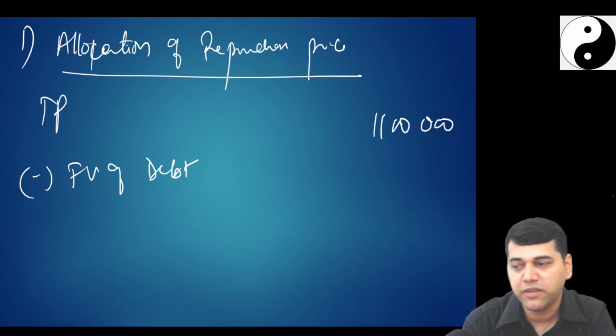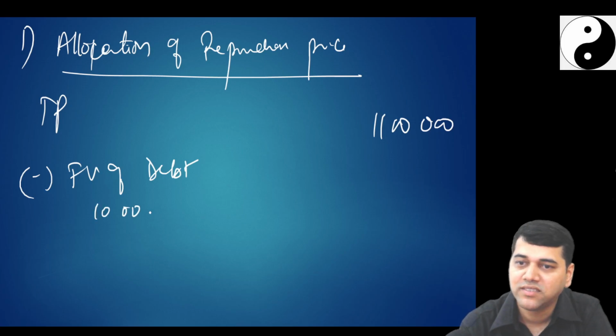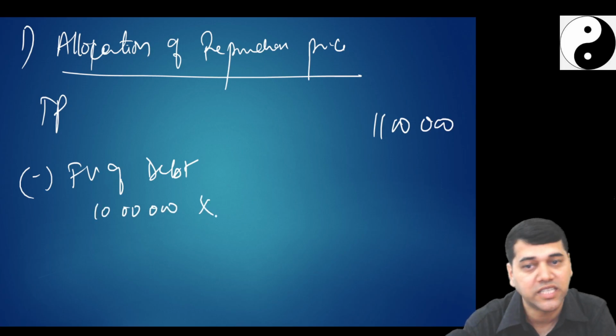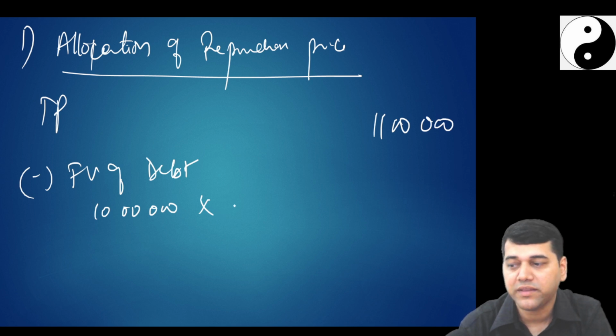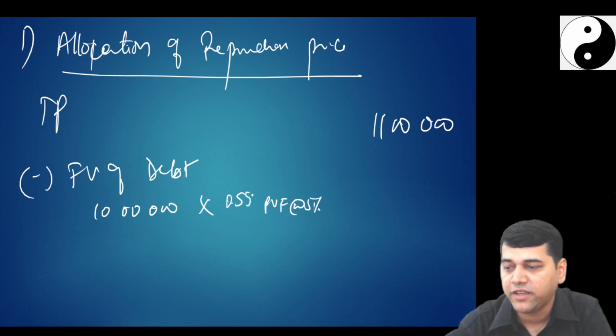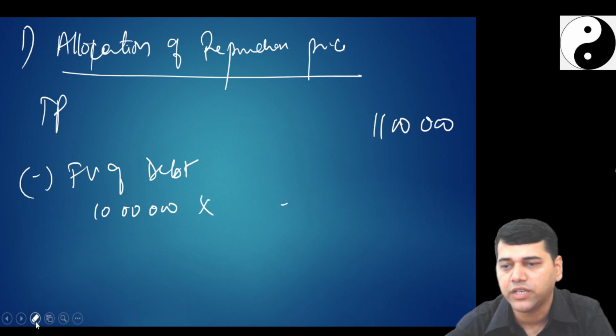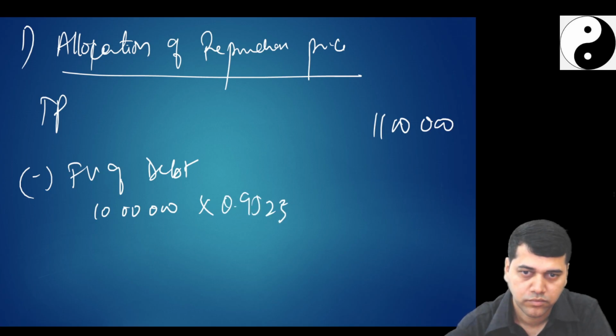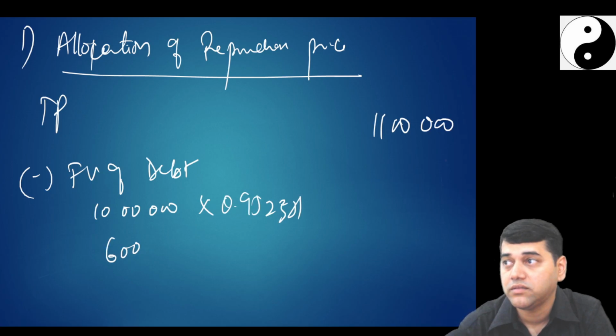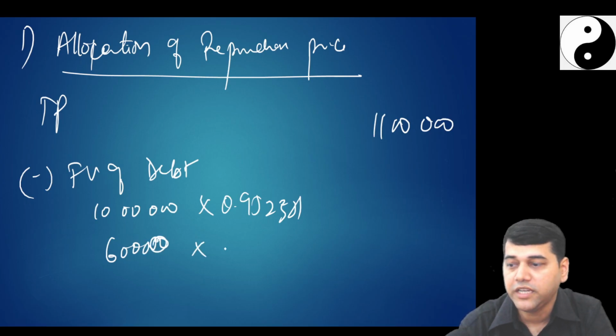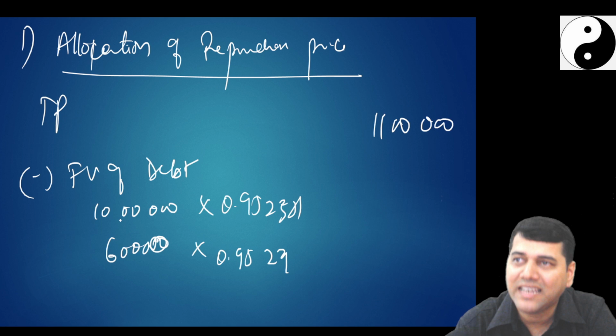On today's day, what is my fair value of the debt? See, 10 lakhs I need to pay next year, what is its present value factor at the rate of 5% for 1 year? 0.952381. Doesn't matter, you can consider four decimals also. 0.952381. How much interest do you need to pay next year? 60,000. This is your contractual obligation, no? Into 0.9524. Or you could have said 10 lakh 60.